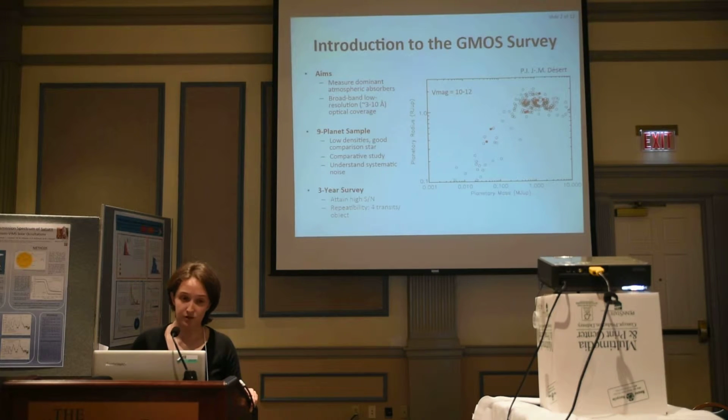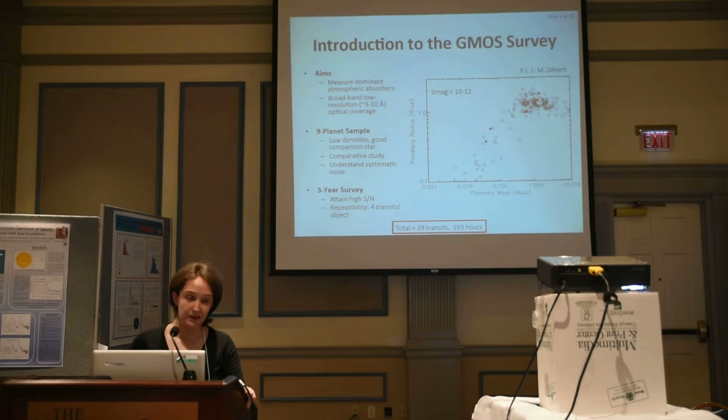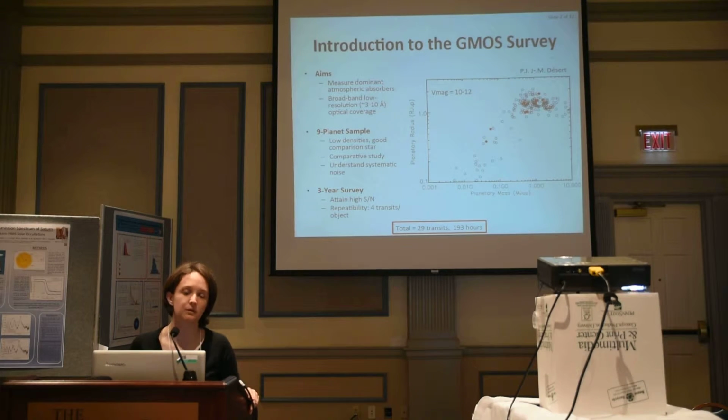So we have a long duration survey of 3 years which allows us to observe each planet several times to improve the signal to noise and also understand systematic noise sources, which is a unique approach of our survey. So we now have 29 transits over 193 hours of telescope time, so this was the first survey of its type, and it's also still one of the largest.